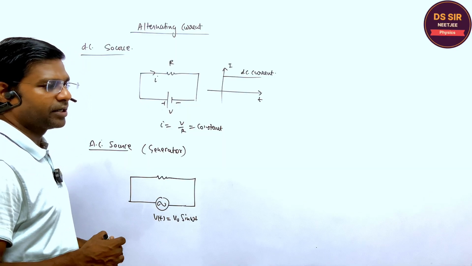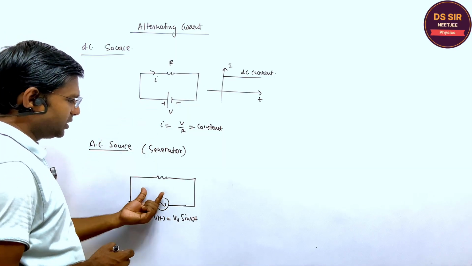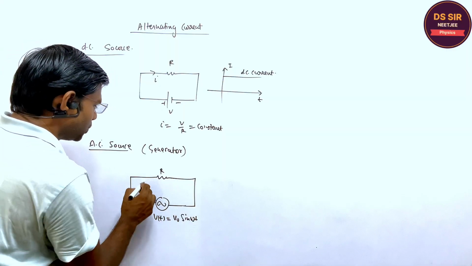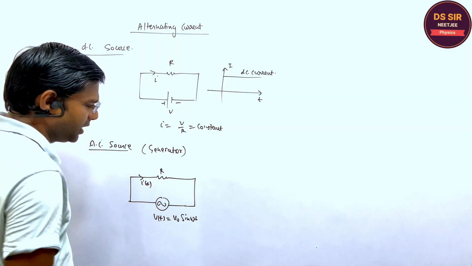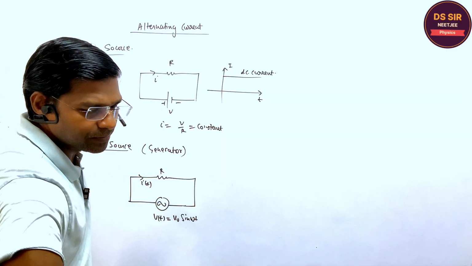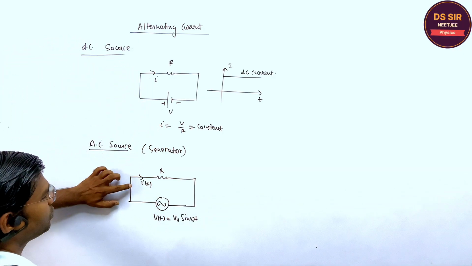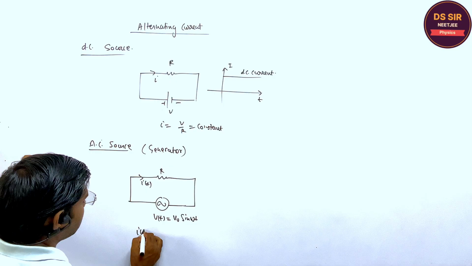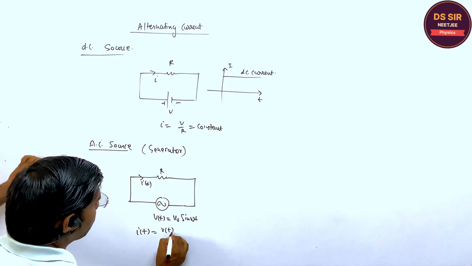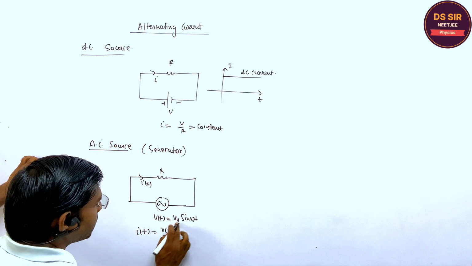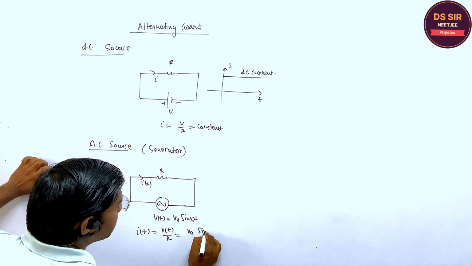The alternating current. On this, if this is the R, and you want to find the current here, the current will be as a function of time t. Understood? So what is the current? The current function is equal to Vt upon R. So what is the Vt? It is V naught sin omega t.